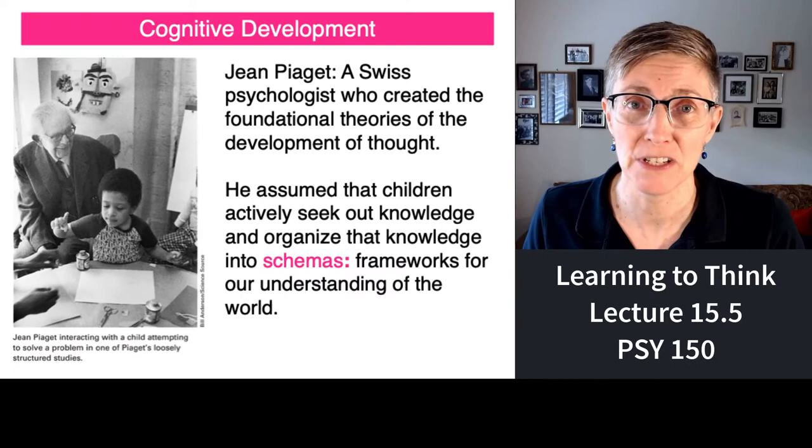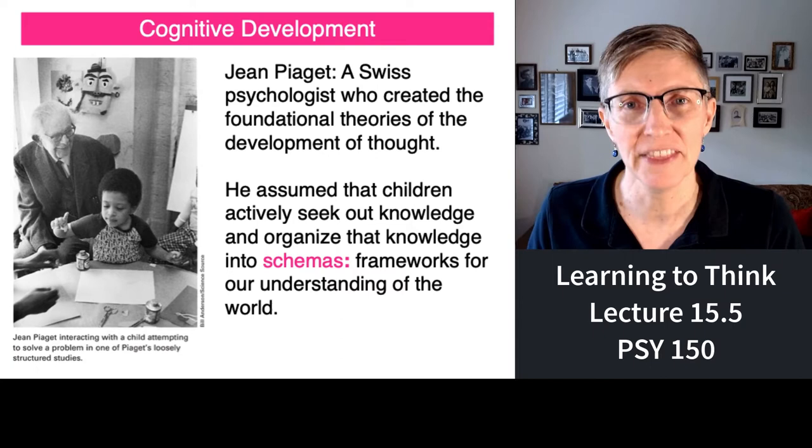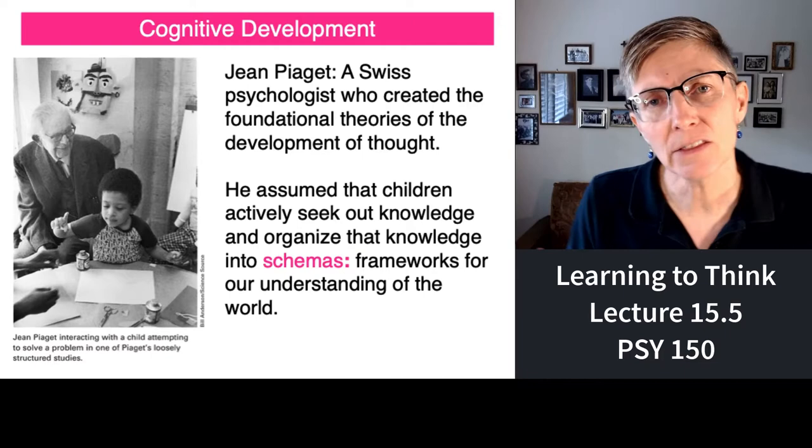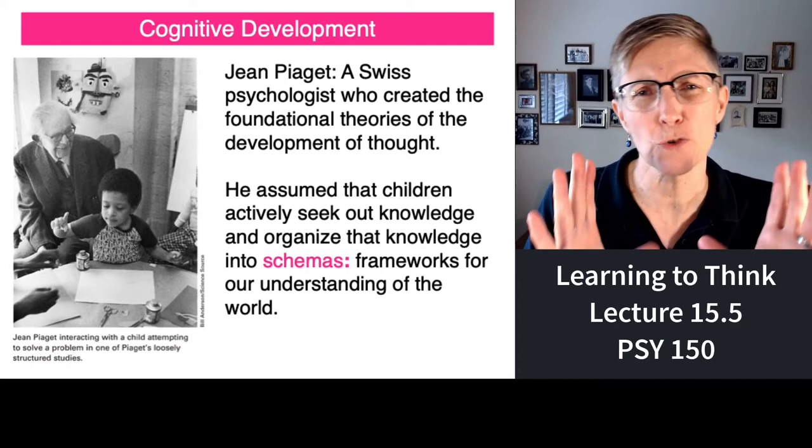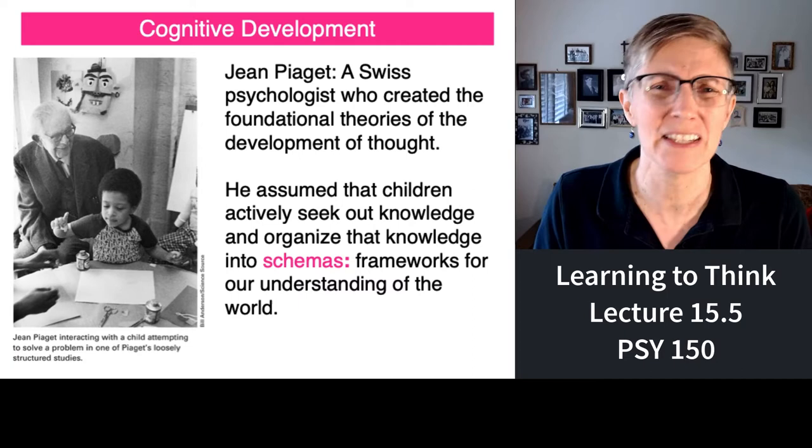Jean Piaget. Piaget is the most famous developmental psychologist. He worked in Switzerland and he studied the development of thinking. Piaget argued that children and babies actively explore the world and actively try to make sense of it. And he thought that they took the information in about the world and found structures that he called schemas to help them understand the world, sort of a scaffolding of understanding.